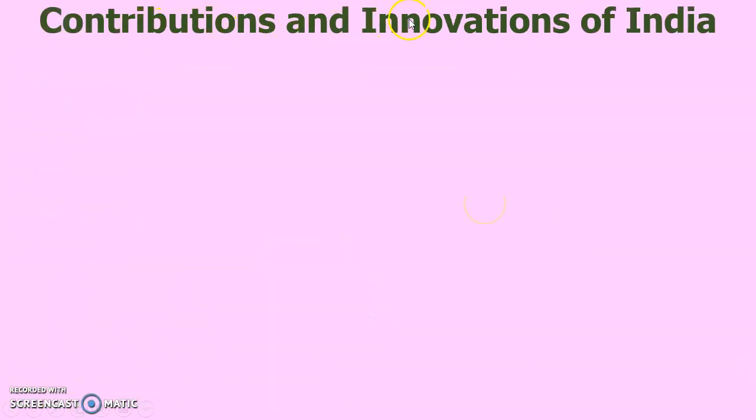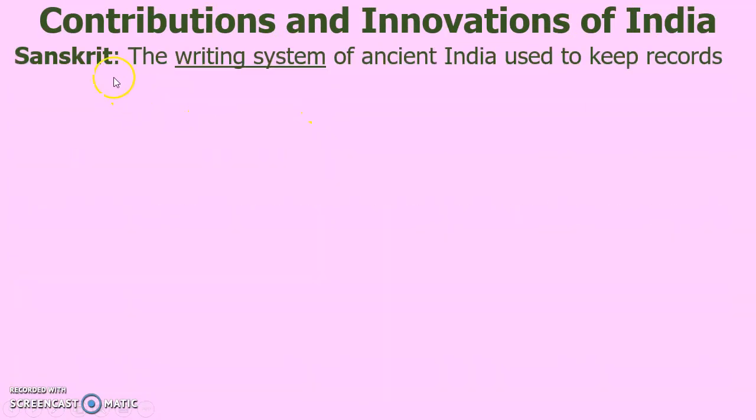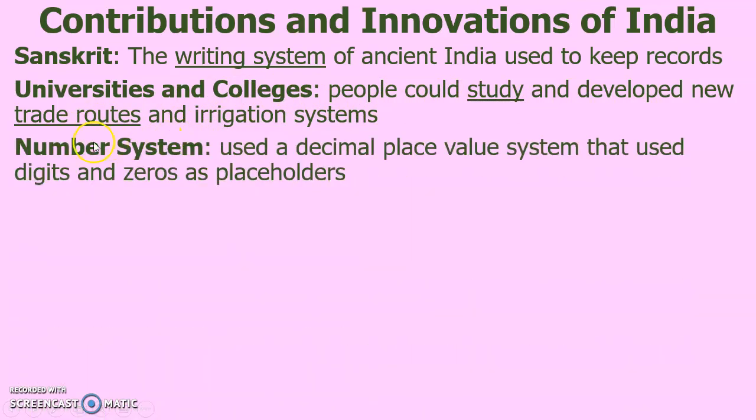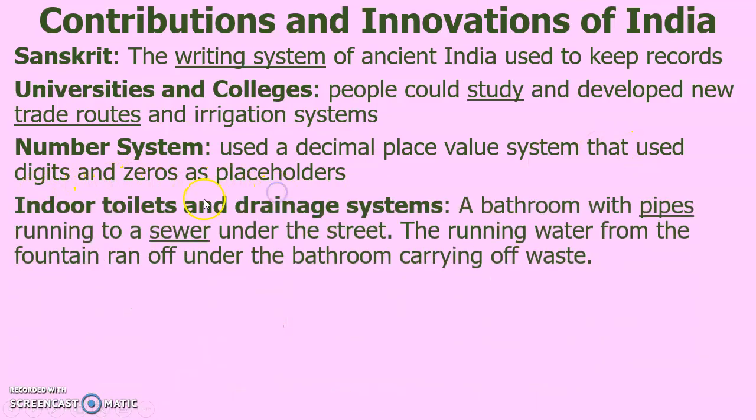Let's talk about the contributions and the innovations of India. So the first thing is Sanskrit. This is the writing system of ancient India used to keep records. It wasn't really like our writing nowadays where you would write people letters. It was more of a way to keep a catalog of the important things. They also innovated universities and colleges. People could study and develop new trade routes and irrigation systems. Number system. They used a decimal place value system that used digits and zeros as placeholders.